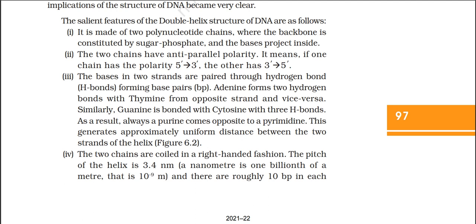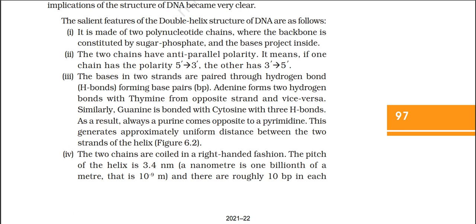3. The bases in the two strands are paired through hydrogen bonds (H bonds), forming base pairs (BP). Adenine forms 2 hydrogen bonds with thymine from the opposite strand and vice versa. Similarly, guanine is bonded with cytosine with 3 H bonds. As a result, always a purine comes opposite to a pyrimidine. This generates approximately uniform distance between the 2 strands of the helix, figure 6.2.